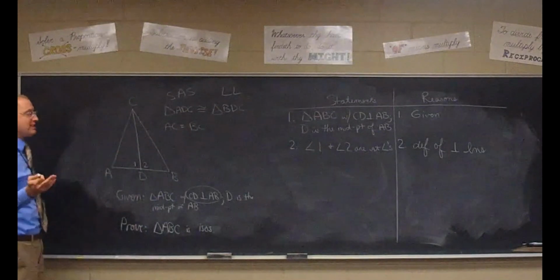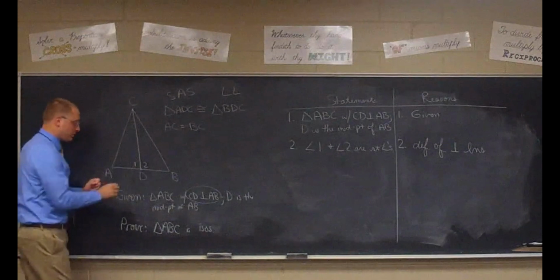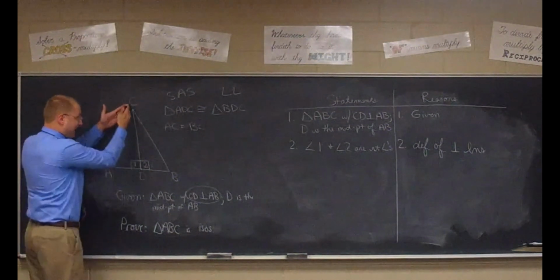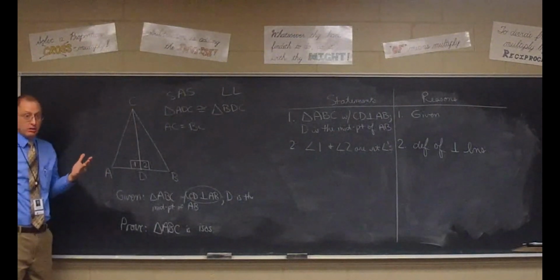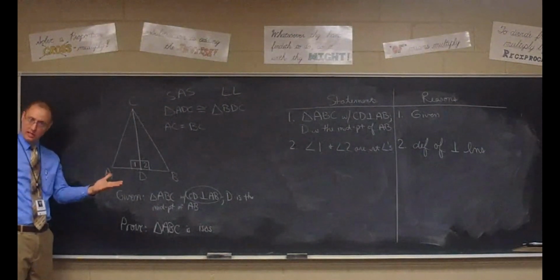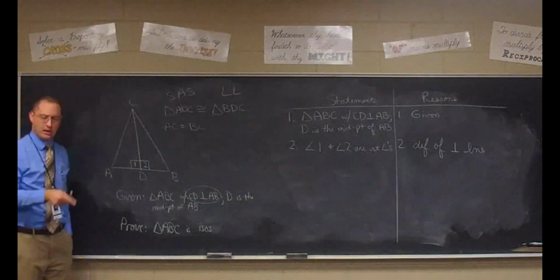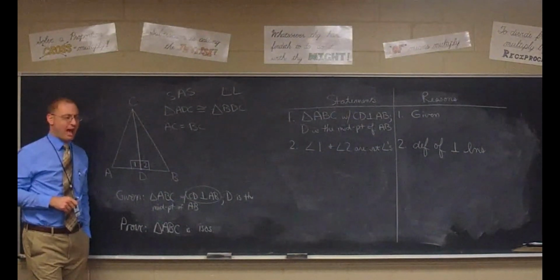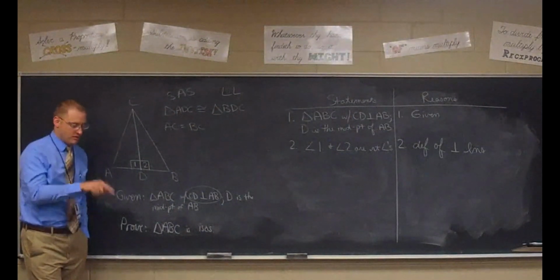Definition of perpendicular lines tells me I've got right angles. Now, if I have right angles, or let me just say if I have a right angle in a triangle, then that triangle has to be a right triangle, does it not? How do we know a triangle has to be a right triangle if it has a right angle in it? How do I know a triangle is a right triangle if it has a right angle in it?